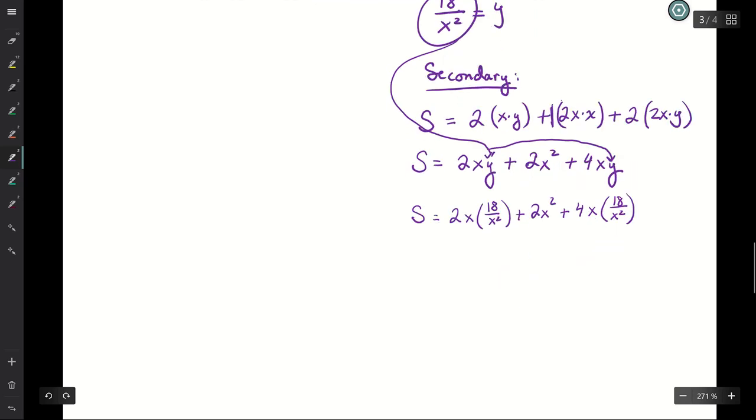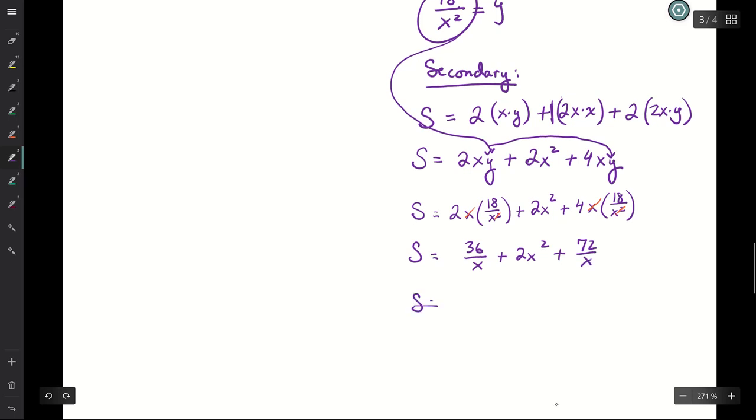From that point, we're going to try to simplify and combine. Notice here we have a couple of x's that can be canceled, and then we multiply the 2 and the 18, which gives me 36 over x. The 2x squared would just stay. We also have x's over here that could cancel out, and then we multiply the 4 times the 18, which is 72 over x. On the next step down, we can combine like terms. The 36 over x and the 72 over x are like terms, which ends up being 108 over x, plus 2x squared.